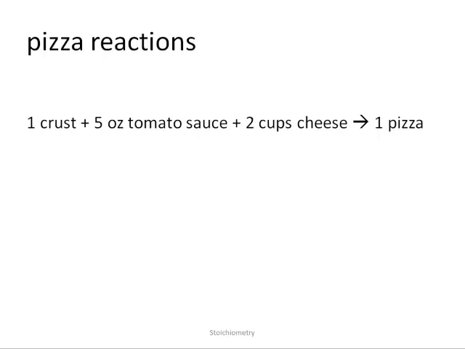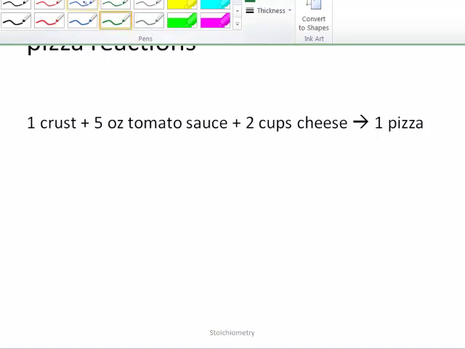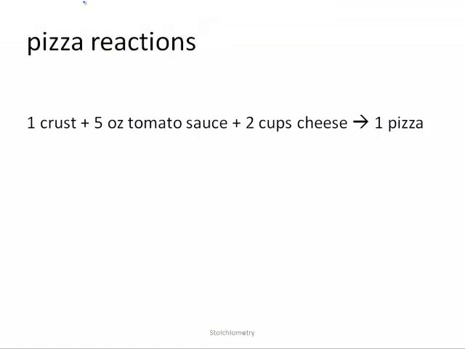A good analogy for stoichiometry would be thinking about ingredients to make something at home in the kitchen, like food. Here's a very simple example from your textbook. Here's a really simple recipe for a pizza. So I've got 1 crust, 5 ounces of tomato sauce, and 2 cups of cheese. I throw those together, throw it in the oven, and I'm going to produce 1 pizza.